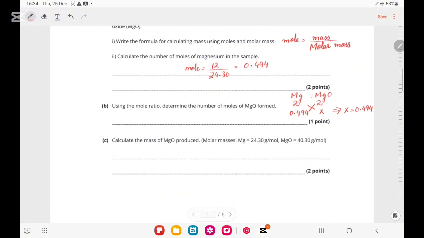Then we have to calculate the mass, and the mass is, like we know, mole is equal to mass by molar mass. And if we want to find out the mass here, so mass is going to be mole times molar mass, which is 0.494, multiplied by molar mass of magnesium oxide, which is 40.30, and the answer comes out to be 19.90 grams.